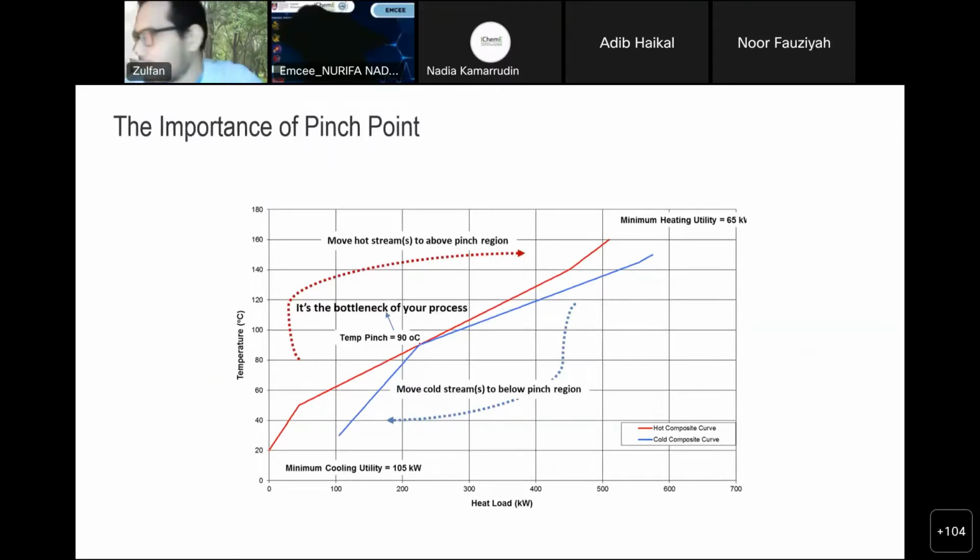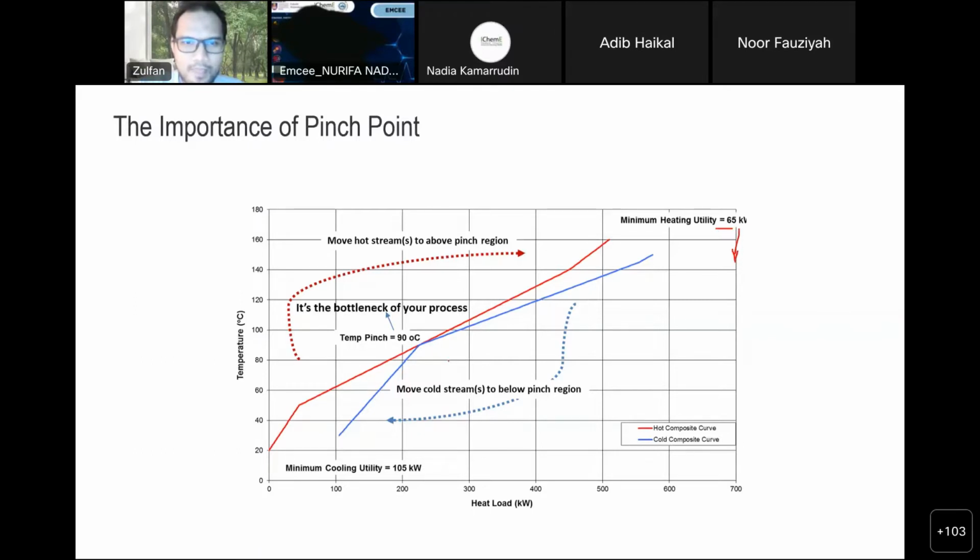The importance of this. Okay, I will spend some time, at least 5 minutes, on this. This basically is what we call the bottleneck of the process. It means that we cannot move this blue graph further to the left, because moving it to the left would mean we are hoping to get this utility down, but apparently we cannot do so because it would violate thermodynamics. Any question?